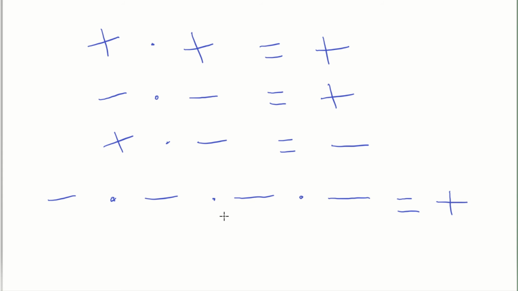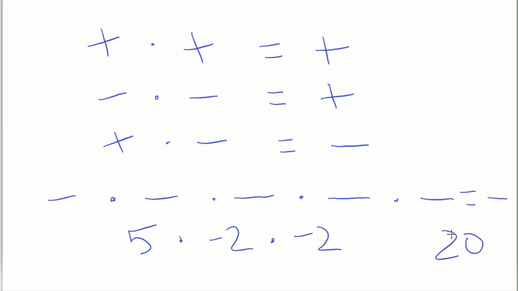Anytime you get an odd number, so if I add one more times negative, I'm going to get a negative result because it's an odd number of negative numbers you're multiplying. So if you took a 5 times a negative 2, you're going to get a negative 10. But if I now do a times negative 2 again, that's going to be a positive 20 because there's an even number of negatives and they cancel each other out. So it's going to be a positive 20.